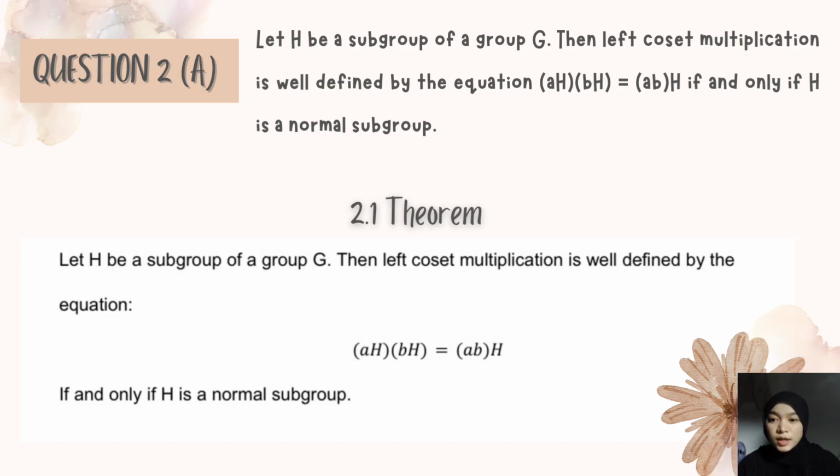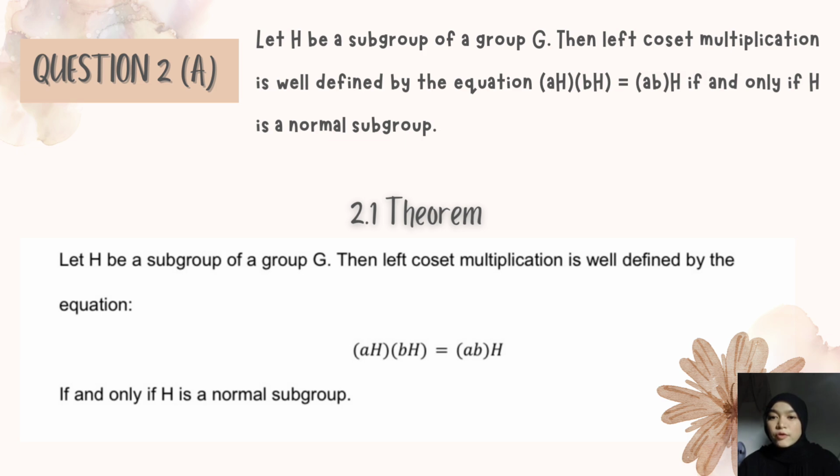Assalamualaikum warahmatullahi wabarakatuh. I'm Norlilyana binti Jasmi and I will present question 2. The question 2 is, let H be a subgroup of a group G, then left coset multiplication is well defined by the equation aH bH equal to abH if and only if H is a normal subgroup.